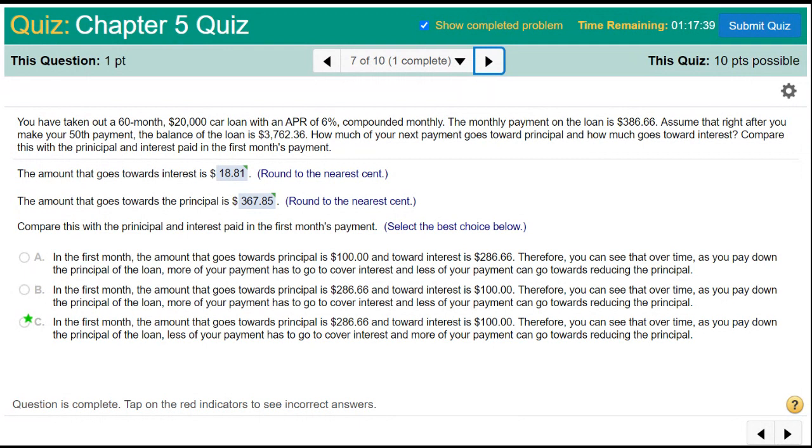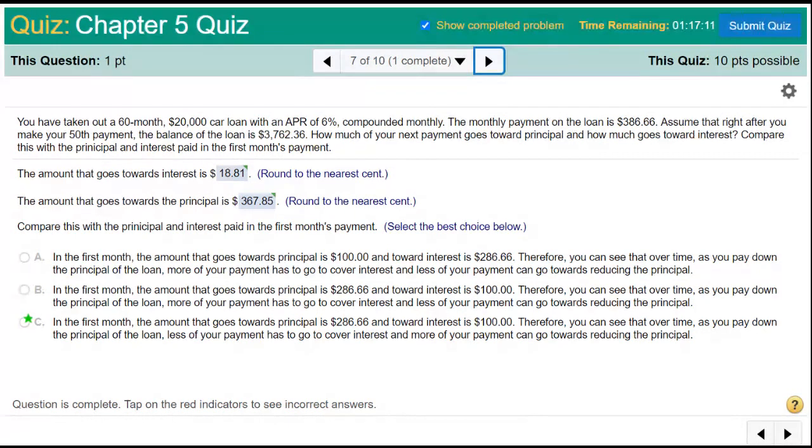Is that right? Yes, it is. Okay. Now, the reason why that happens when you're paying your car note, each time you pay your car note, more goes towards the principal than the interest. And it keeps lowering the amount that you owe.